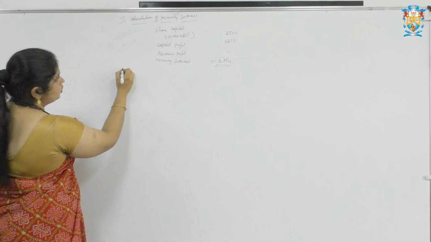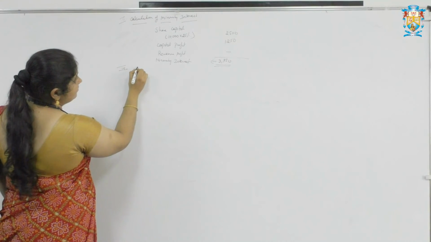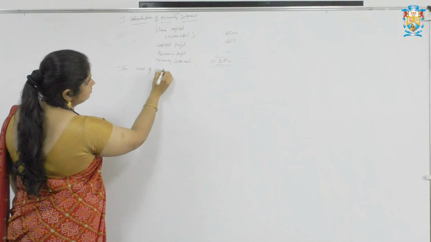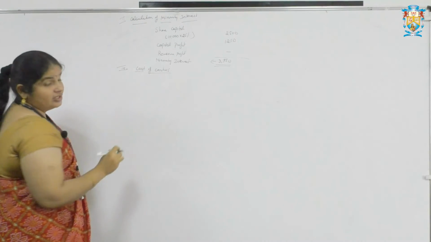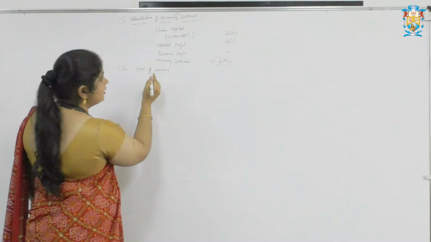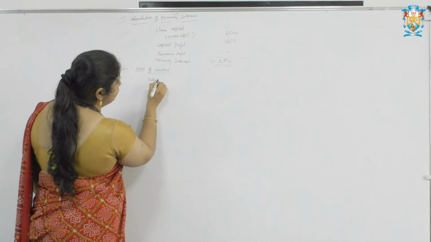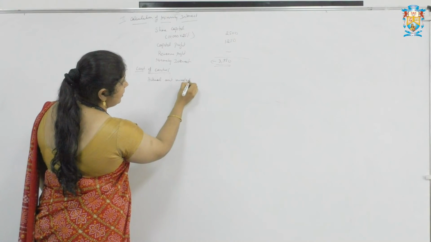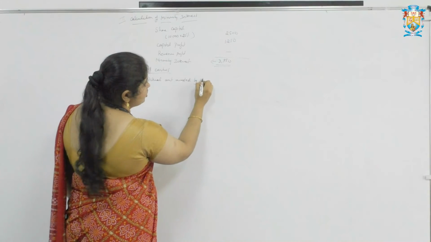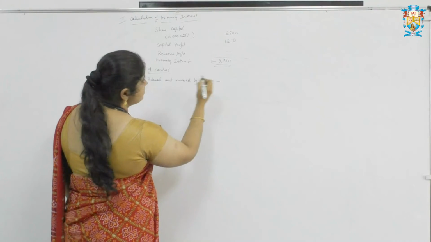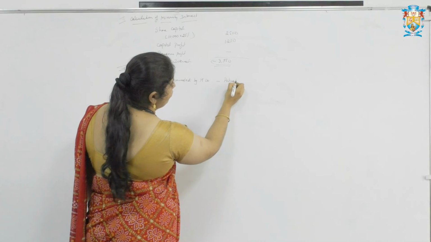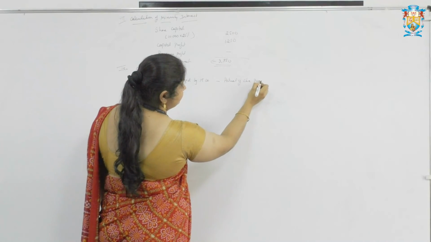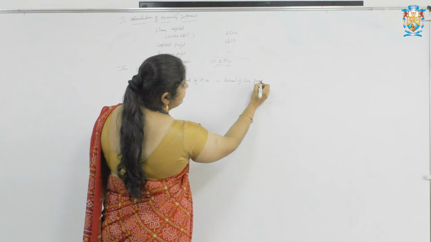Next, let us move to the third step, that is cost of control. Cost of control is nothing but the actual amount invested by H company minus the actual value of share purchased.